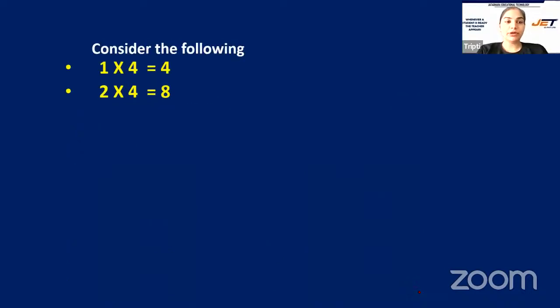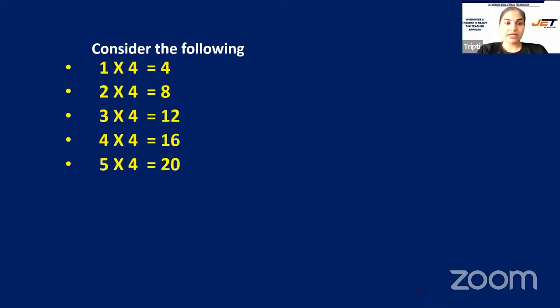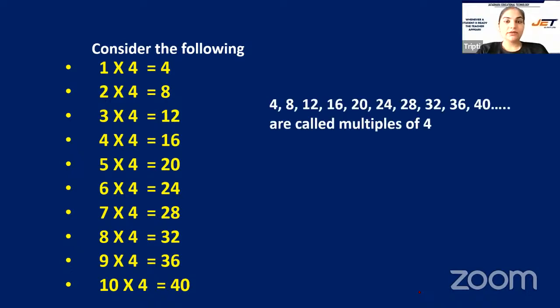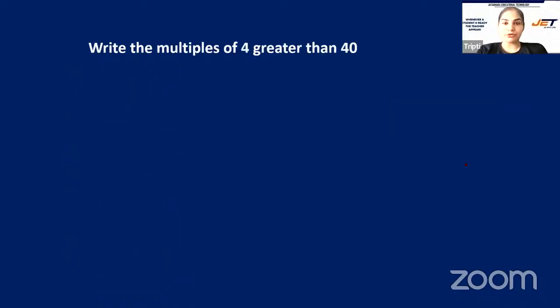Now, multiples of 4. 1 times 4 is 4. 2 times 4 is 8. 3 times 4 is 12. 4 times 4 is 16. 5 times 4 is 20. 6 times 4 is 24. 7 times 4 is 28. 8 times 4 is 32. 9 times 4 is 36. And 10 times 4 is 40. 4, 8, 12, 16, 20, 24, 28, 32, 36, 40. All are the multiples of 4.